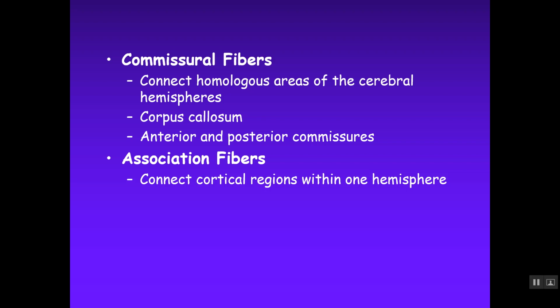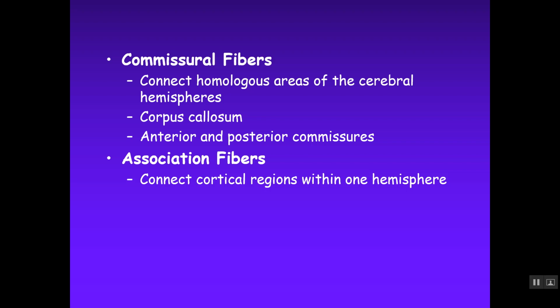Commissural fibers, like commiserate, bring together. They join one homologous area of the cerebral hemispheres with the other one on the other side. So they're joining up left and right, the same things on each side of the cerebral hemispheres. The corpus callosum is the big one that does the majority of that. That big corpus callosum allows coordination and communication between the hemispheres: frontal lobes, parietal lobes, some occipital lobe. And then you have the anterior and posterior commissures that also assist with this.